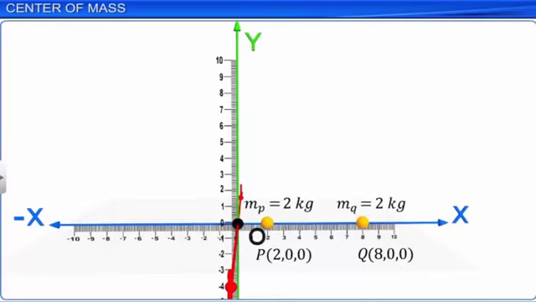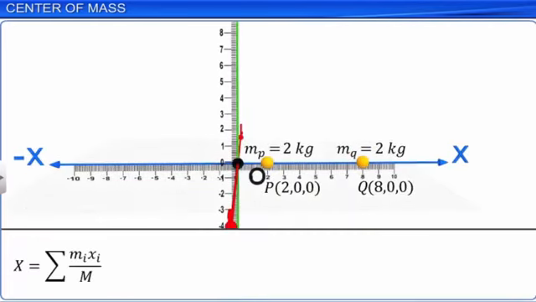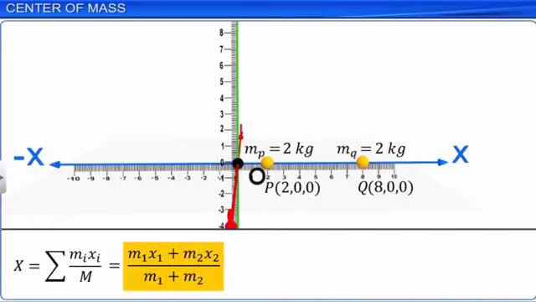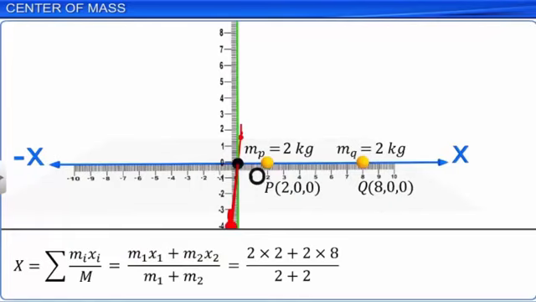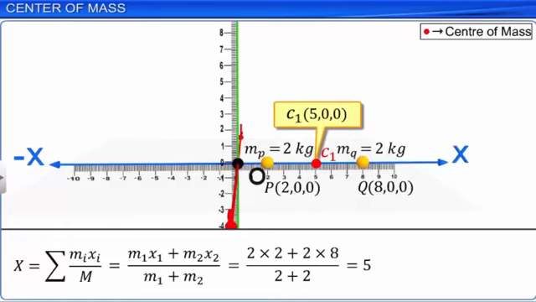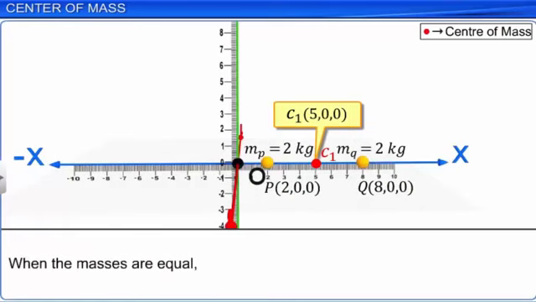X is equal to sigma mi xi by m, equal to m1 x1 plus m2 x2 by m1 plus m2, which is equal to 2 into 2 plus 2 into 8 by 2 plus 2, equal to 5. The location of the center of mass is C1, 5, 0, 0. Note that when masses of both particles are equal, x is a simple average of x1 and x2. What happens to the center of mass if the mass of the second particle is increased to 6 kg?